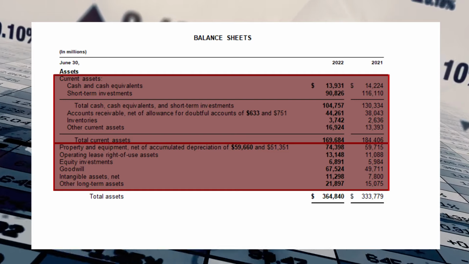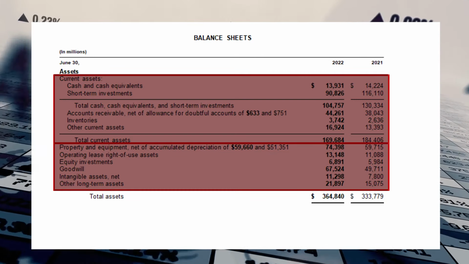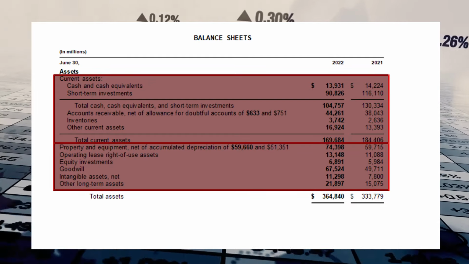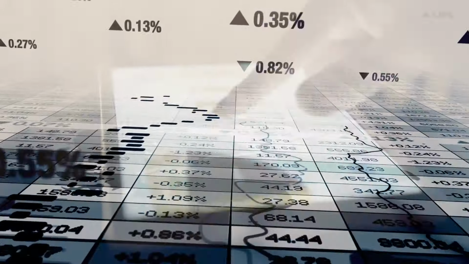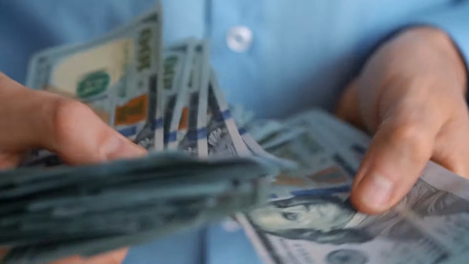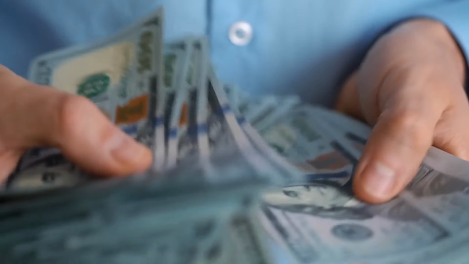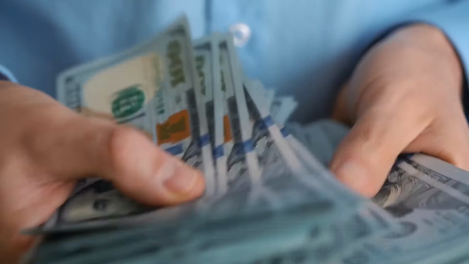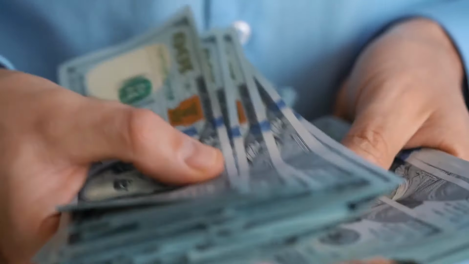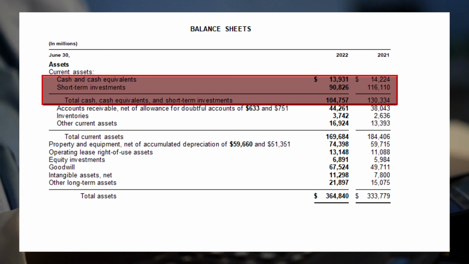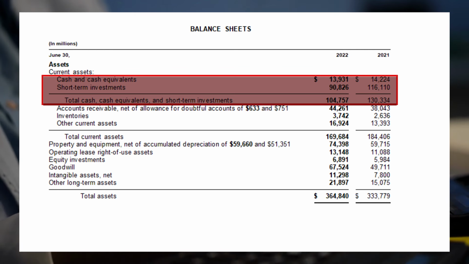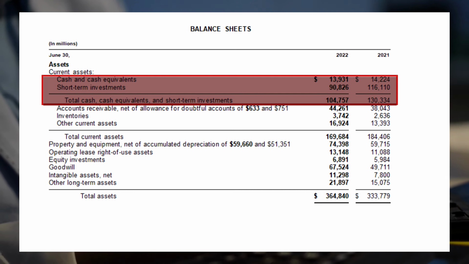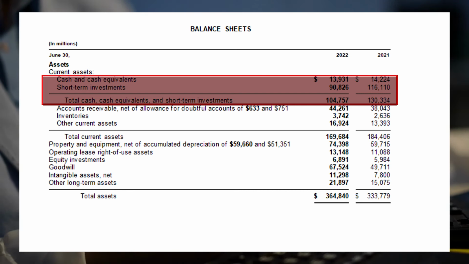Assets are divided into two categories: current and long-term assets. Current assets are resources a company expects to convert to cash, sell, or consume within 1 year. Think of them as the cash or cash-like resources that are readily available for the company to use in the short term. Cash and cash equivalents are precisely what they sound like: cash in the bank and assets that can be quickly converted into cash.